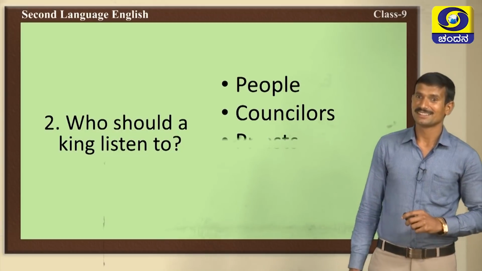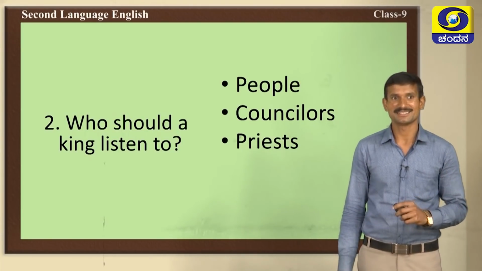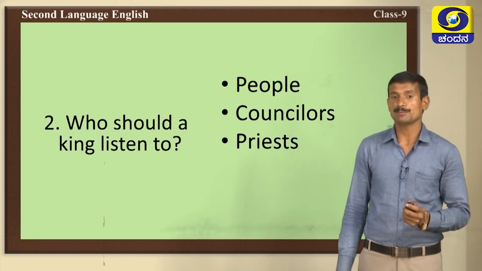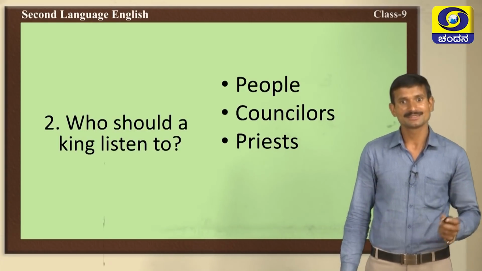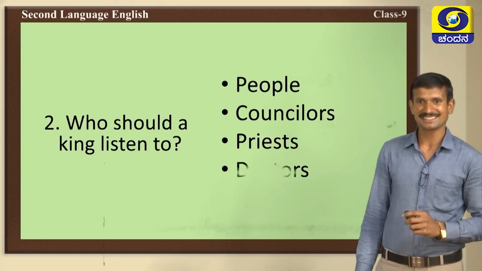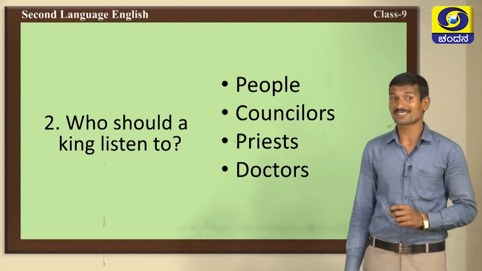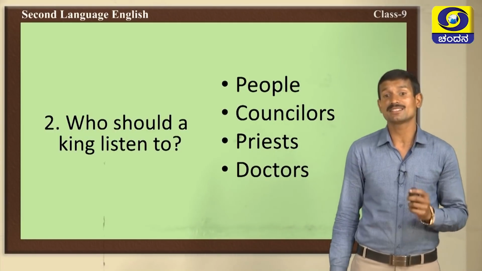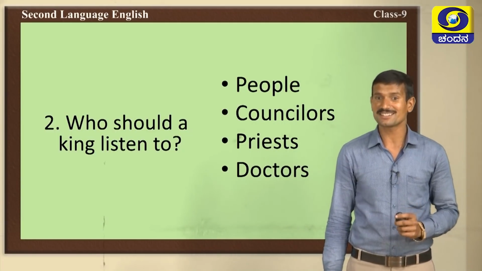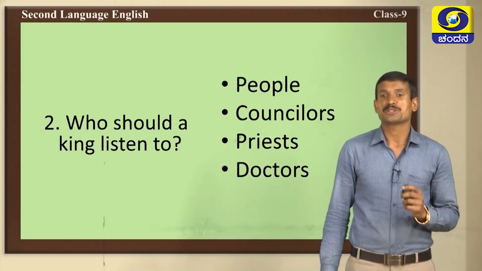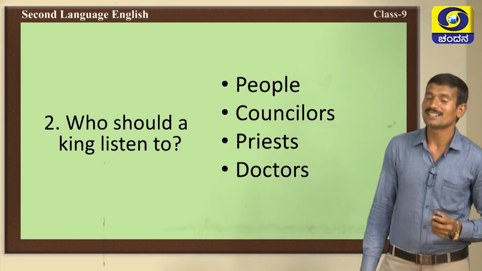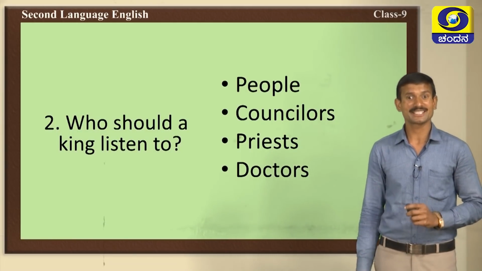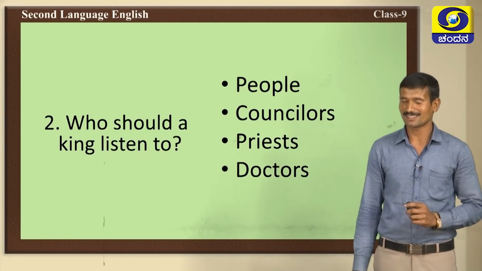Then, yes, very good, priests. They will conduct religious worship. They are also very important. So, the king should listen to the priests. Then, the doctors. Nowadays, doctors are very important. The king must have doctors and he must listen to them, because doctors would cure the illness of the people and also the king. So, doctors are very important. So, the king should listen to the doctors.